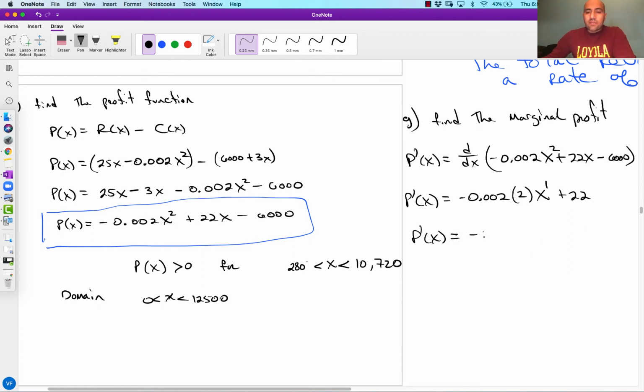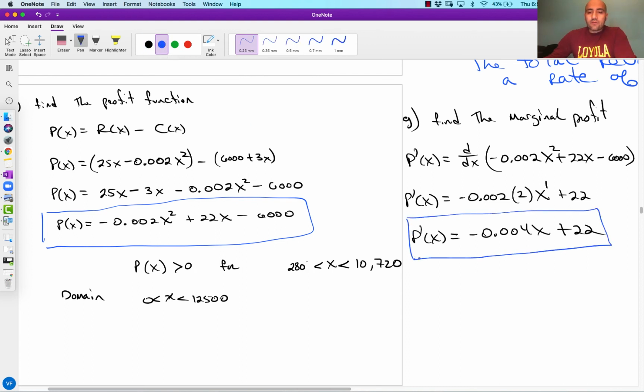The derivative of the profit function is going to be negative 0.004x plus 22. And then they asked us to evaluate this at a few points. So let's create a table.